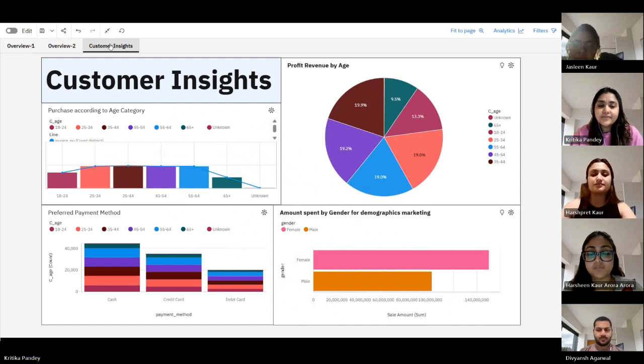When it comes to payment methods, cash is the most commonly used option across all age categories. This means flexible payment methods and a cash option should be available for better customer satisfaction. Another key insight is that female customers are likely spending more overall compared to male customers. This gives us a valuable opportunity to enhance engagement through targeted promotional and personalized offers.